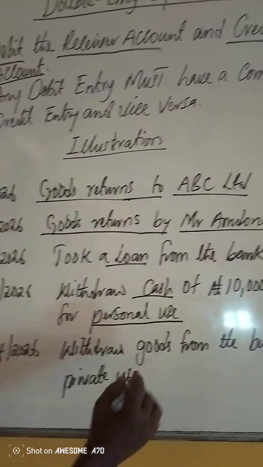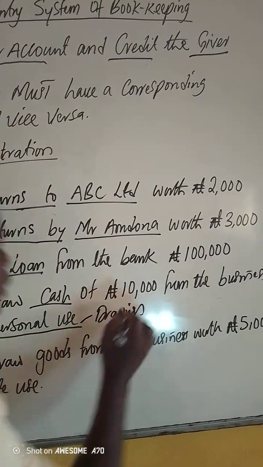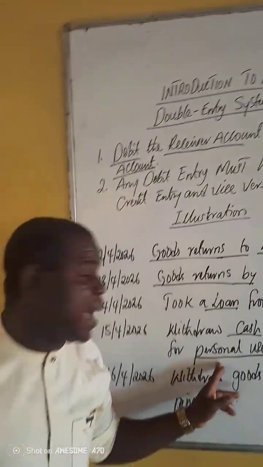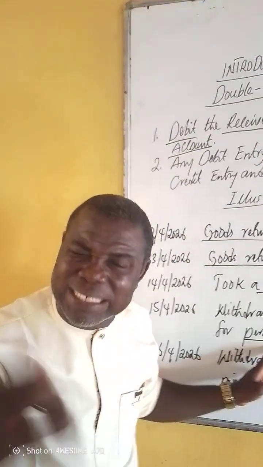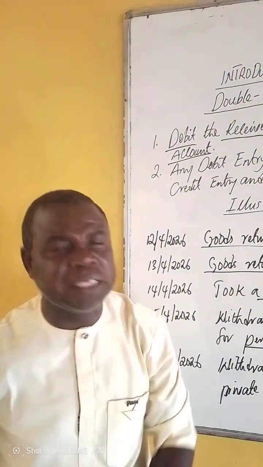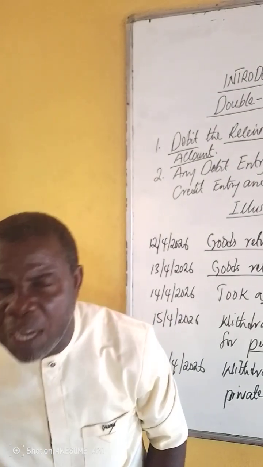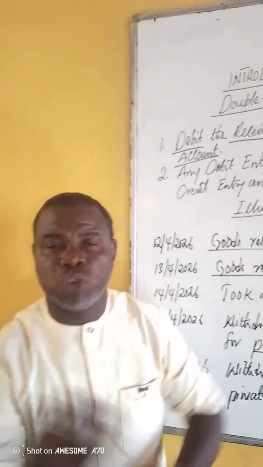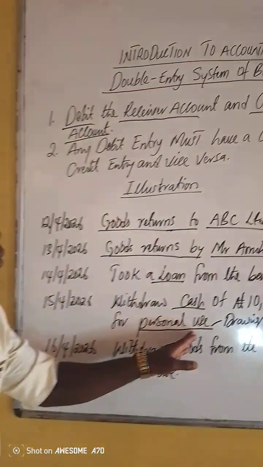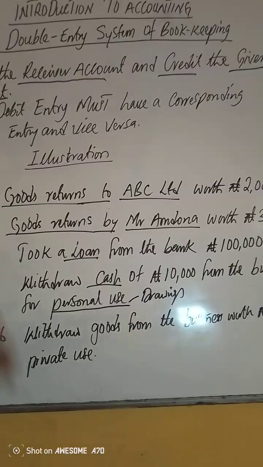Personal use in accounting is what qualifies to be called drawing. That is, when the owner takes money from the business, it's called drawing. The concept that backs this up is called the business entity concept. The business entity concept says the owner is different from the business. So if the owner takes something from the business, you need to record it. If the owner takes money from the business, it's drawing. But if the owner puts money into the business, it's called capital. So here, personal use means drawing. Drawing becomes the receiver account, cash becomes the giver account.